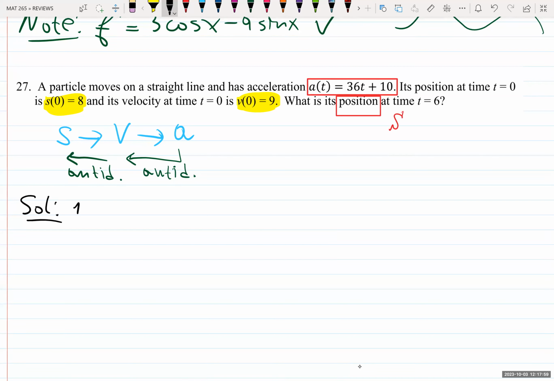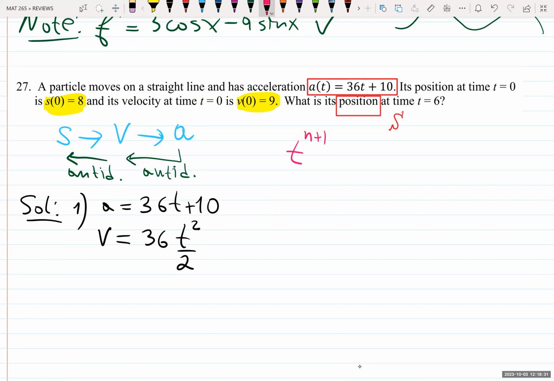Okay, if A is given as 36t plus 10, then V will be the antiderivative of A. You ask yourself, what gave 36t when you differentiate it? Well, 36t squared over 2 gave me that. You might wonder how I did it. No, it's the power rule: n plus 1 over n plus 1. So it was 1 plus 1 over 1 plus 1.